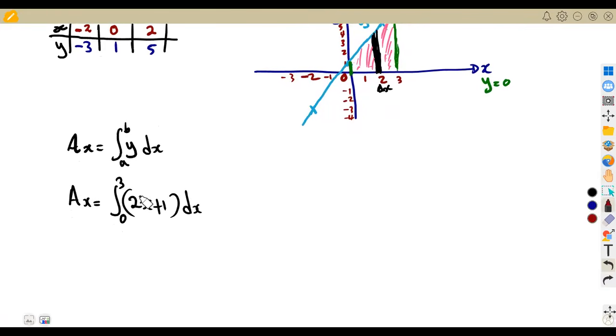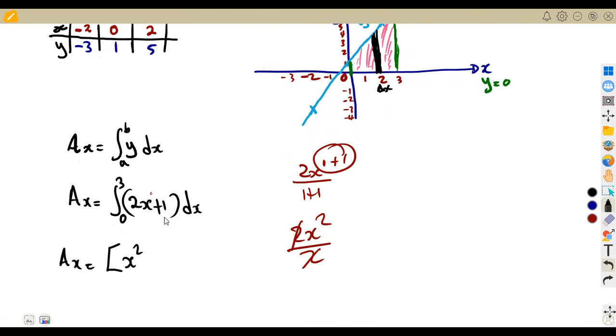Remember, from this part, we have 2x to the exponent of 1, so we have to add 1 to the exponent, and we divide by the new exponent, 1 plus 1, which is 2. So 2x to the exponent of 2 over 2 will be x squared in this case. All right, so the area with respect to x is going to be x squared. The integral of a constant with respect to x will be x, so it's going to be plus x in this case.